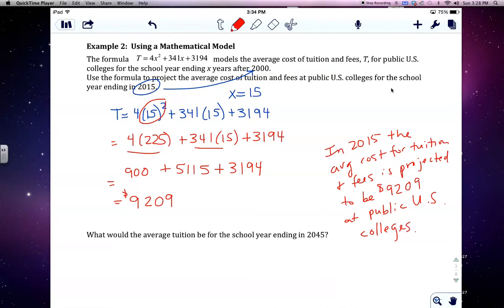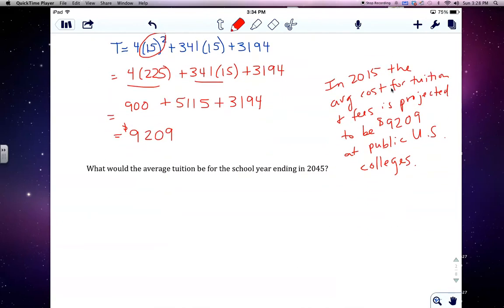Okay, so now, what would the average tuition and fees be for the school year ending in 2045? I forgot the words average tuition and fees, I have to write that in there. But you're getting the idea. So we're going to use the same model. For the year ending in 2045, how many years is that after the year 2000? Well, X would have to equal 45. That's 45 years after 2000. So T would equal 4 times 45 squared plus 341 times 45 plus 3,194.